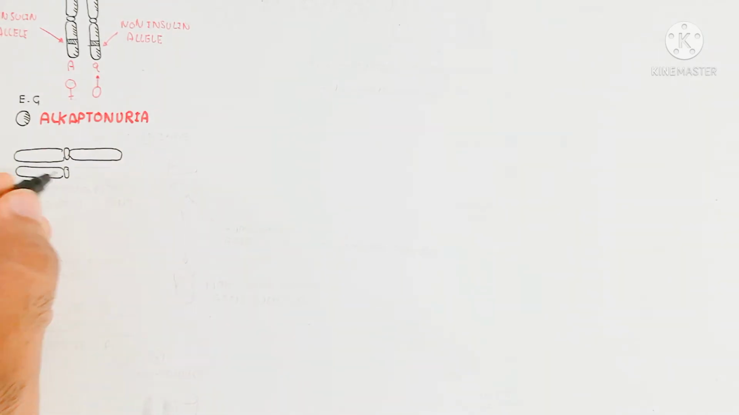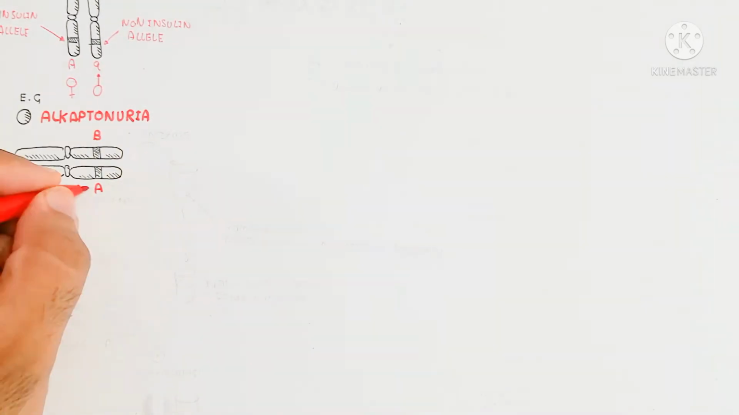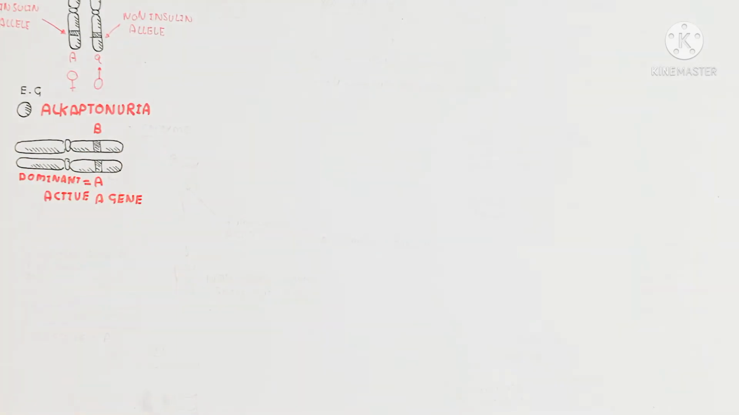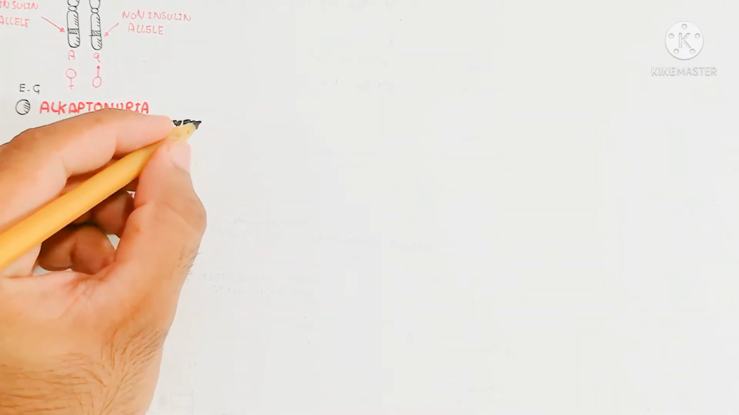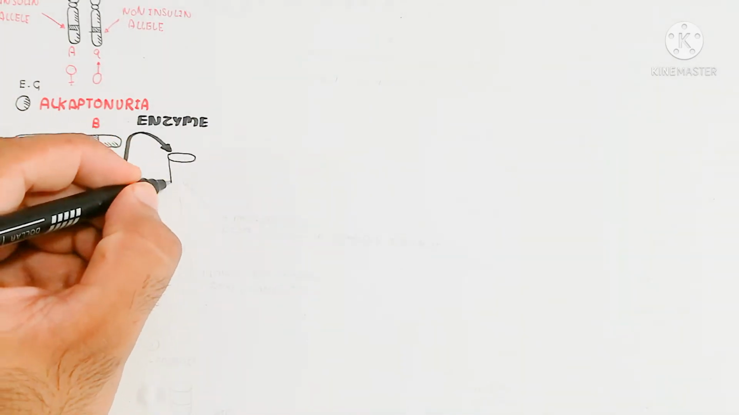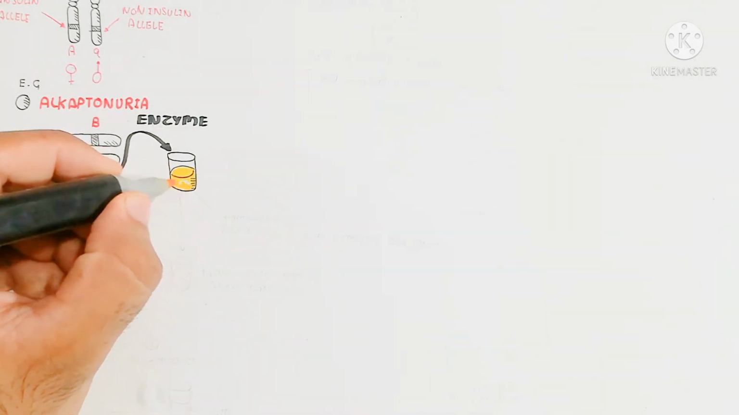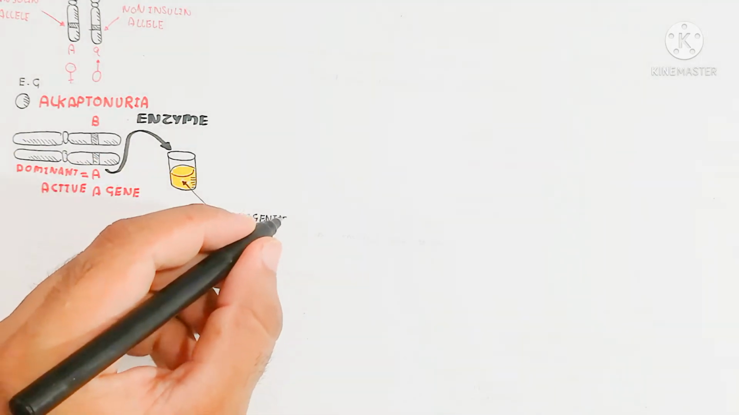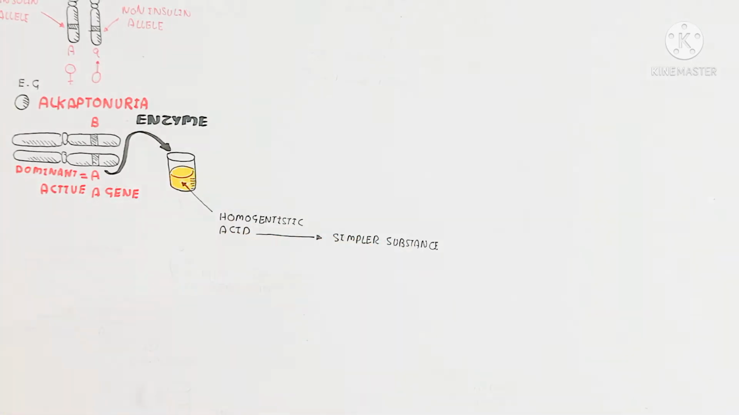Here we have A and small a, where A is dominant, for example an insulin producing gene allele, and the other is a non-insulin producing gene allele. A very important disease according to Archibald Garrod and William Bateson is alkaptonuria. Normally the dominant A allele masks the effect of the other allele.